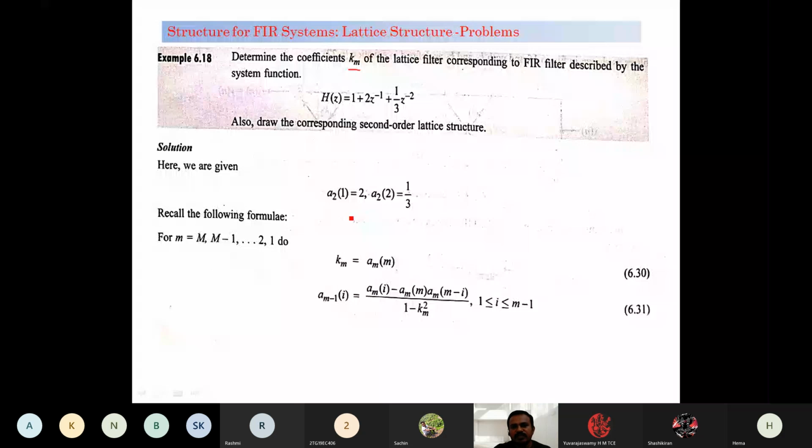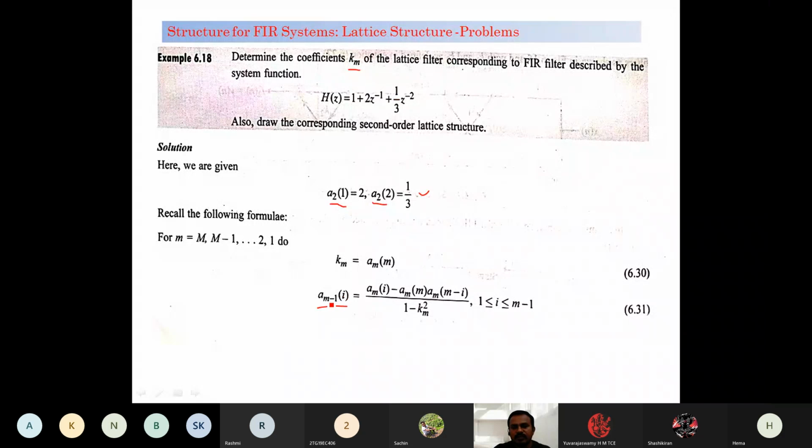What is m? It is the order, so m is 2. Therefore, we have a2 of 1 and a2 of 2. By the equation, a2 of 1 is 2, and a2 of 2 is nothing but 1 by 3. Let us recall the equations for calculating the previous coefficients for the first stage and second stage. These are the second stage coefficients. What about the first stage coefficients? That is a m minus 1 of i.